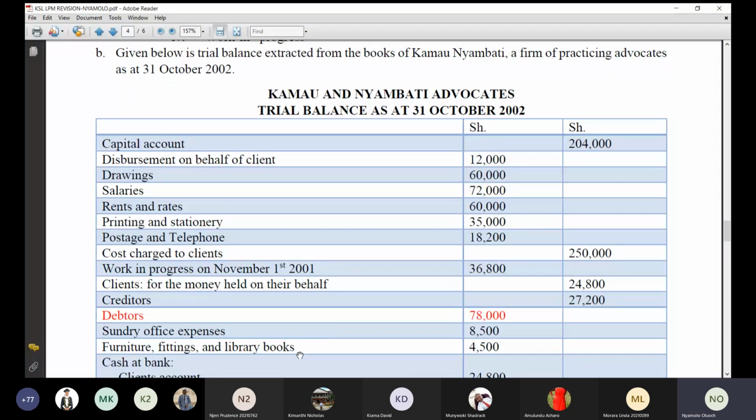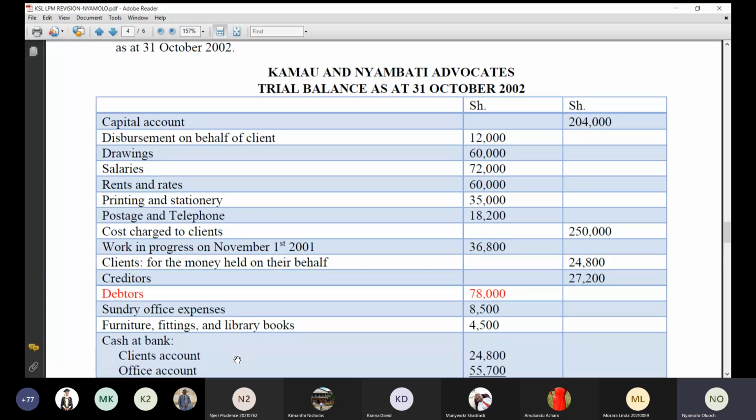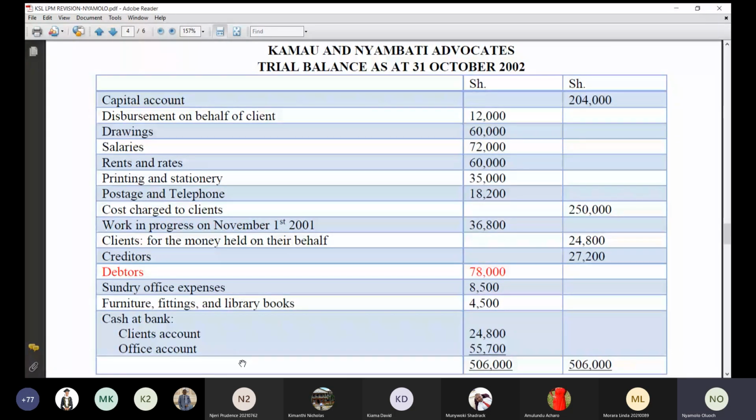Then there's money held on behalf of clients, 24,800. We are crediting it because it is a liability to you. Unaweza ambiwa ulipe pesa ya wenyewe anytime. So then the debtors I've highlighted because I think there's an adjustment on that.